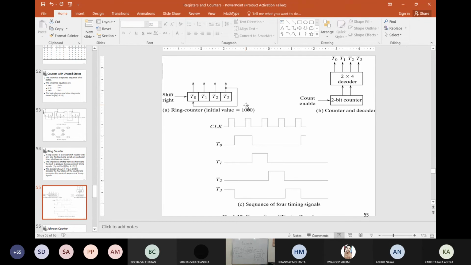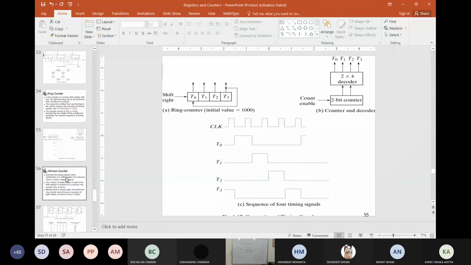So this ring counter, again, I will not say it is a ring counter; I can say this is a circular shift register. That is the same meaning. It does generate different sequences. Now, after this ring counter has been identified, there is one particular person named Johnson who proposed a different logic. I will not explain the logic, just read this one.